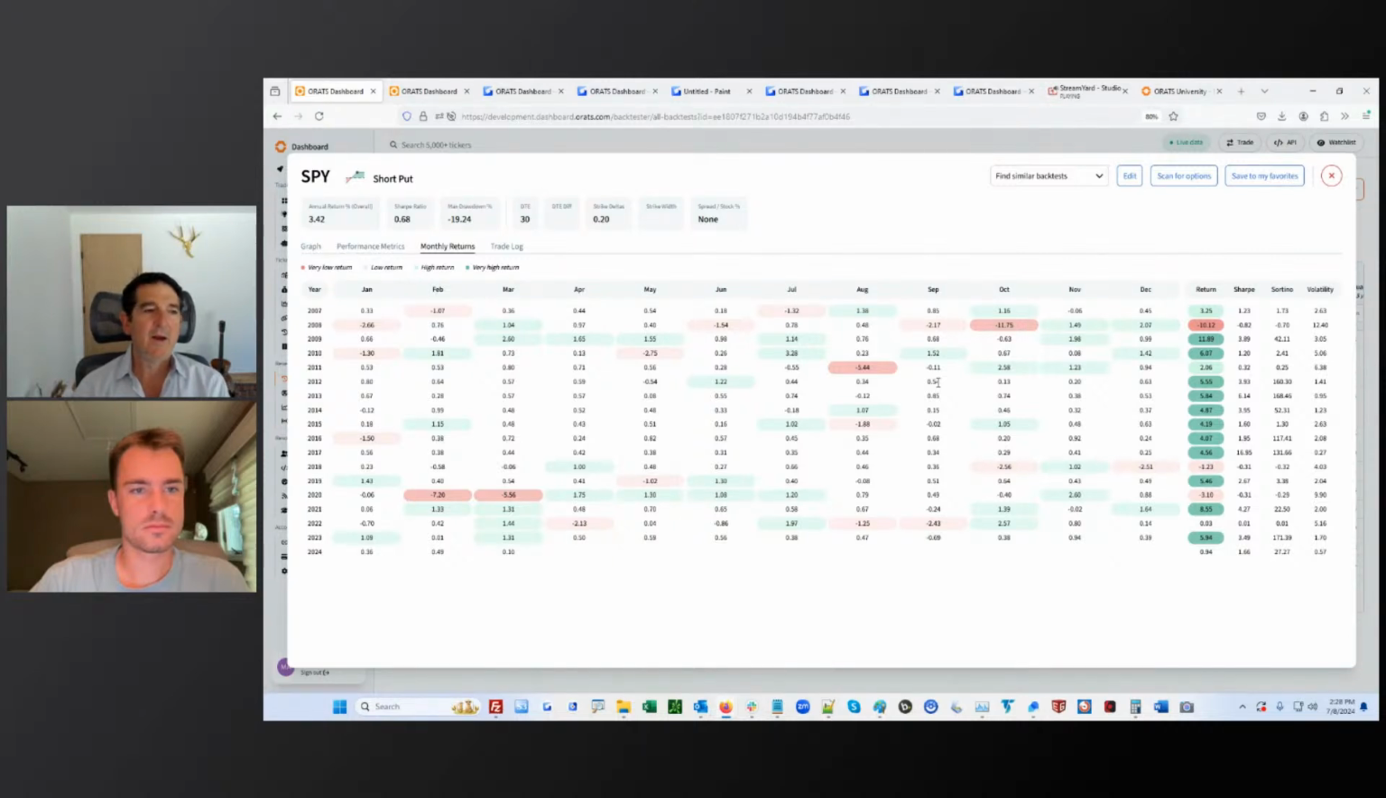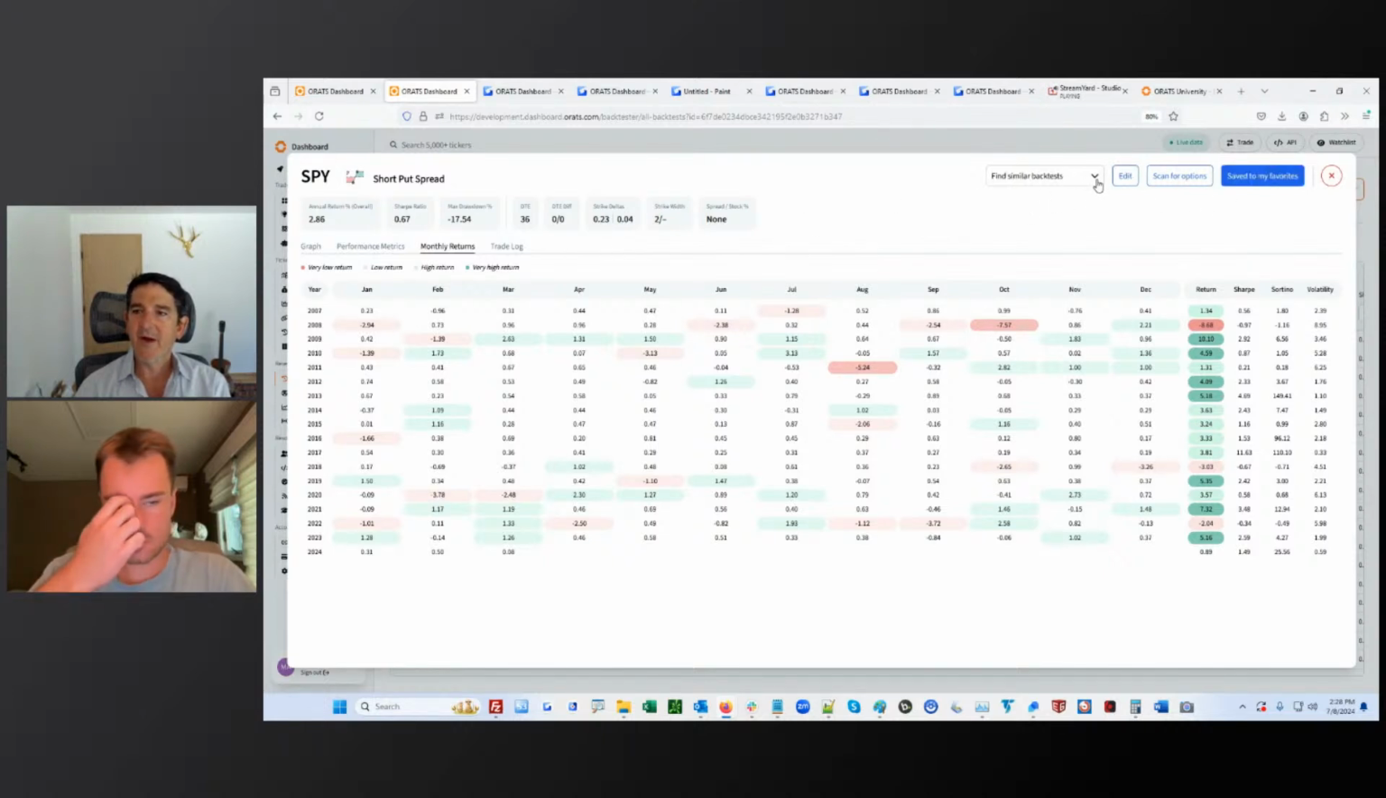Again, I think there are many different ways to decide which type of trade you want to put on, but I think this is one of the things that I like to do. And then finally, we've talked about this, so I'm going to save this to my favorites, and then I'm going to find similar backtests. So we won't have exit triggers.